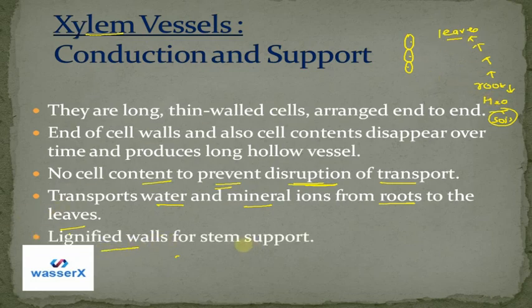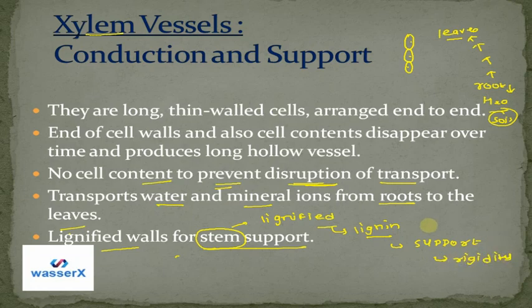And lignified walls for stem support. So in particular, if we talk about stem, they have lignified walls, that means lignin is present in their cell walls. So when lignin is present, it gives support. Why? Because it gives rigidity. So in stem, our xylem cells or xylem vessels have thickening of lignin. Because of this, they are rigid cells, so they provide support to our stem.